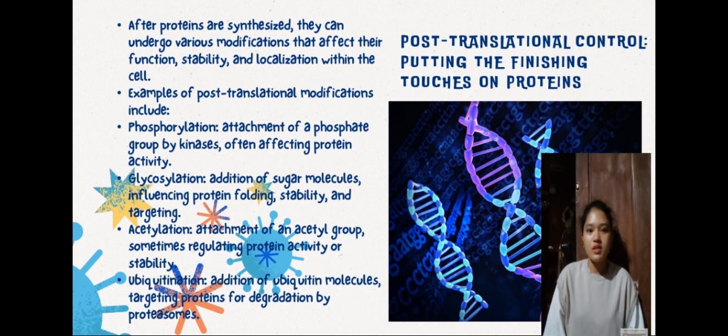Acetylation involves attaching an acetyl group to a protein. This modification can sometimes regulate protein activity or stability, affecting cellular processes. Ubiquitination is a tagging process where a small protein called ubiquitin is attached to another protein. Ubiquitination plays a crucial role in regulating protein turnover and ensuring proper cellular function.